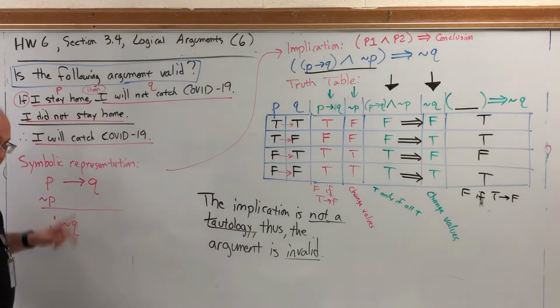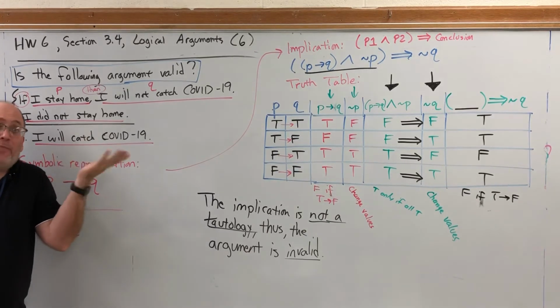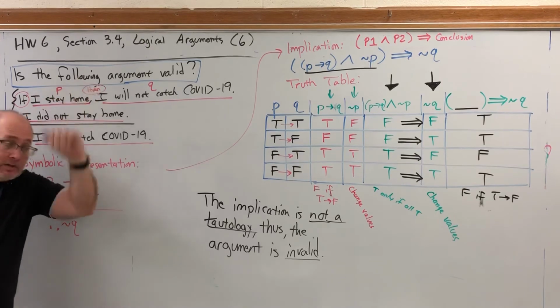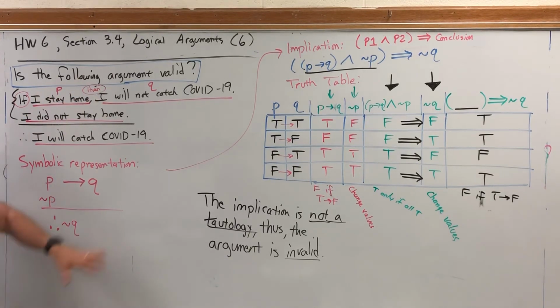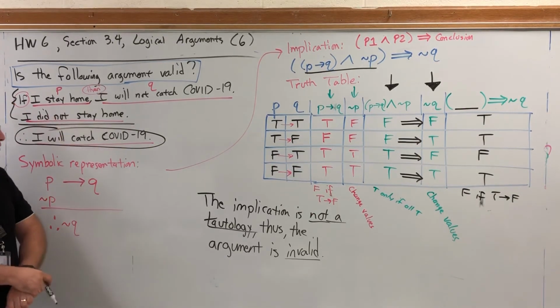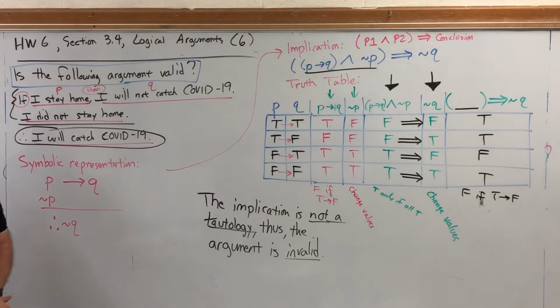And what that means is, if these two premises are true, you cannot conclude this conclusion. If I stay home, I will not catch COVID-19. Let's assume that premise is true. I did not stay home. That premise is true. This says that we cannot draw this conclusion logically. So even if these premises are true, that does not mean that I will catch COVID-19. I could, but it's not a guarantee that I will.